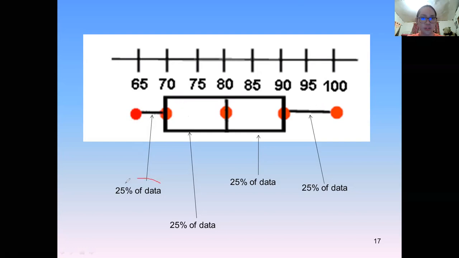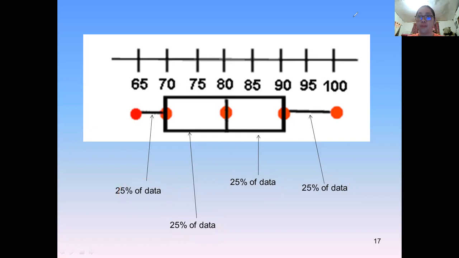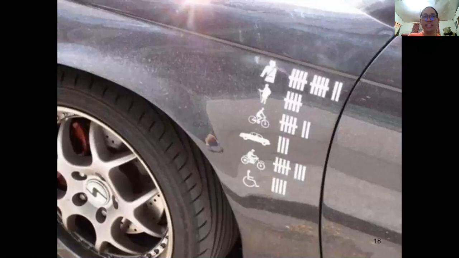This arrow represents 25% of the data, from 65 to 70. From 70 to 80, this is 25% of the data. From 80 to 90, that is described as 25% of the data. And of course, 90 to 100 is another 25% of the data. I hope you can follow and this helps you understand and interpret the box plot. So that's how you do it.